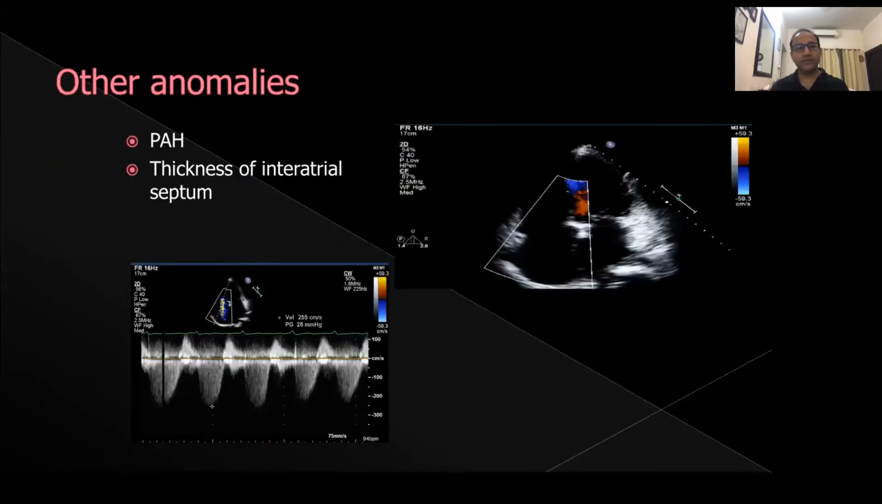We have already mentioned that there are some other things you should look for, which is the PA systolic pressure. Also look at the thickness of the interatrial septum, because when you're trying to do BMV, that can come in handy, especially when you're doing transesophageal echo.